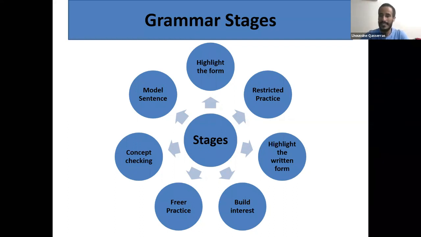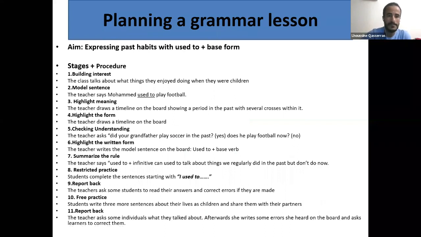All right, so let's see here. Look here. Number one, building interest. Number two, modeling a sentence. Highlight the meaning, highlight the form, checking understanding, concept checking. Highlight the written form. We have two, spoken and written form. Summarize the rule, generating the rule, restricted practice, report back.